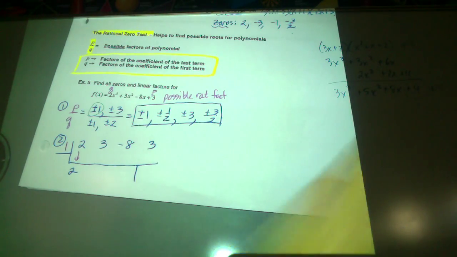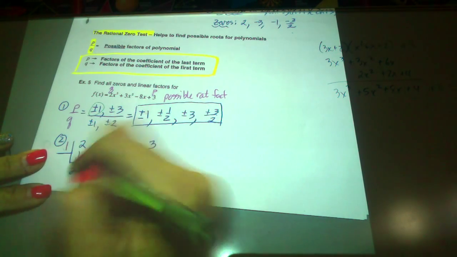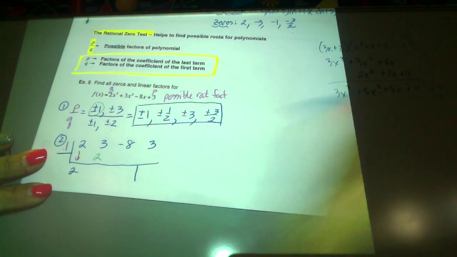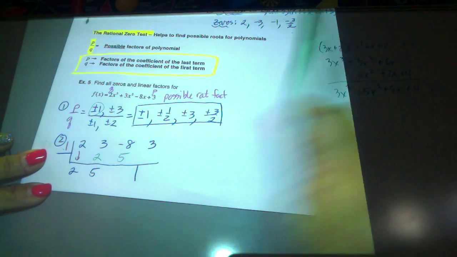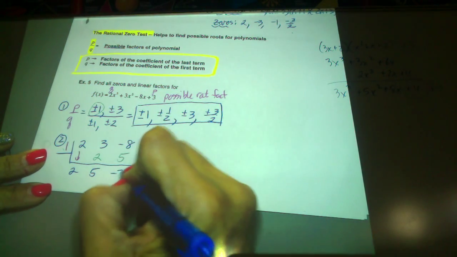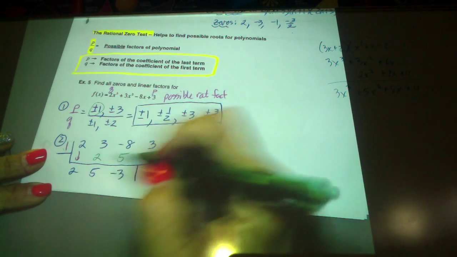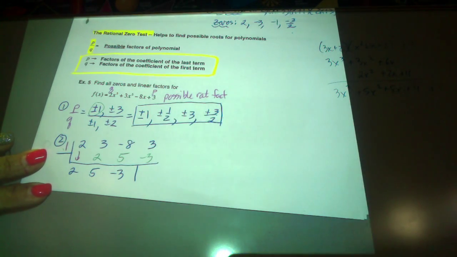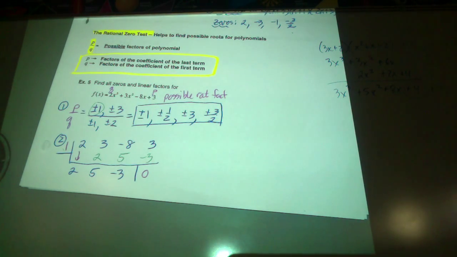What am I looking for if this is a factor? A 0 remainder. So 1 times 2 is 2, add down, I get 5. 1 times 5 is 5, add down, I get -3. Oh, glory be, 1 times -3 is -3, and why am I so super happy? First shot out of the gate, we win. It won't always happen. Just count yourself lucky.